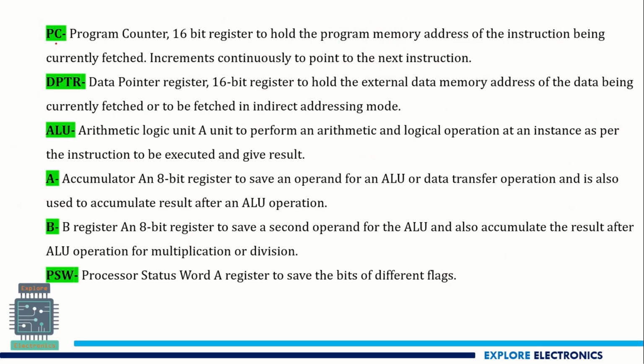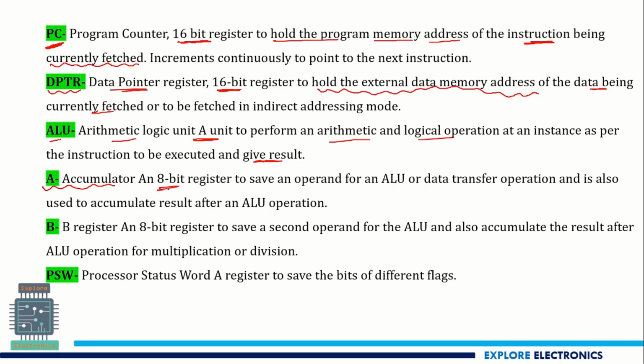Quickly you can see here, PC is the program counter, a 16-bit register that holds the program memory address of the instruction being currently fetched. DPTR is the data pointer register. This is also 16-bit, and holds the external data memory address of the data being currently fetched. ALU is the arithmetic logic unit used for arithmetic and logical operations, and it gives the result. A is the accumulator, an 8-bit register, B is the B register, an 8-bit register. And PSW is the program status word register. It will be having different flags in each and every bit.